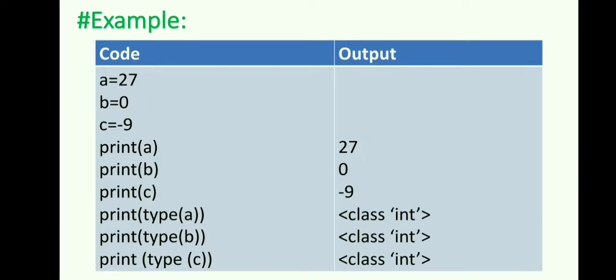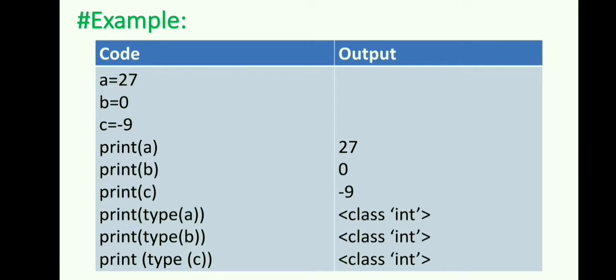Example. In this example, an integer value 27 is assigned to the variable a. In the next statement, an integer value 0 is assigned to the variable b. In the next step, an integer value minus 9 is assigned to the variable c. The following print statement, print a, will display the integer value 27. The next print statement, print b, will display the integer value 0. The statement print c will display the integer value minus 9.